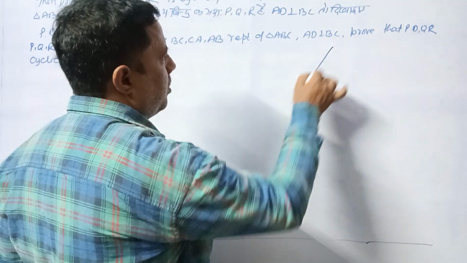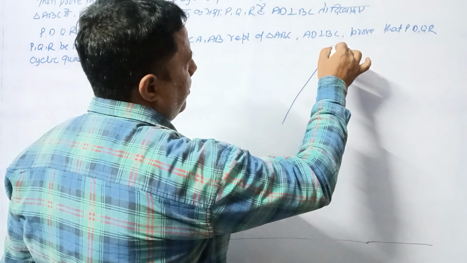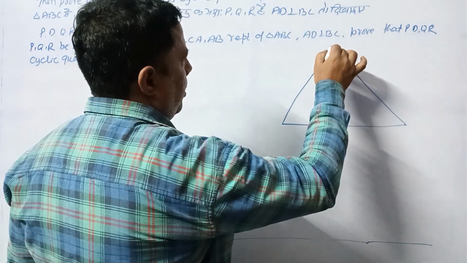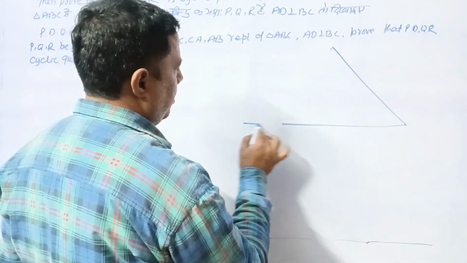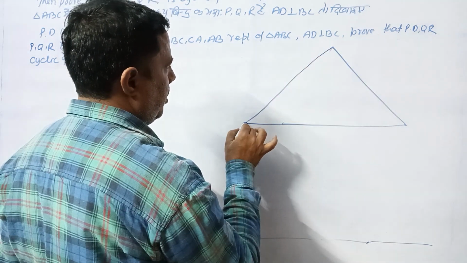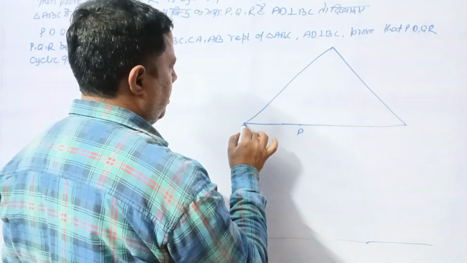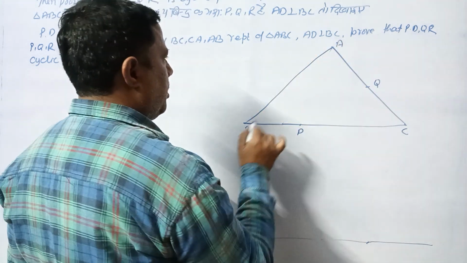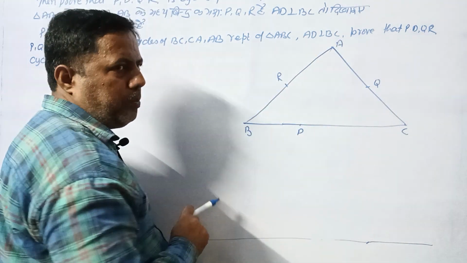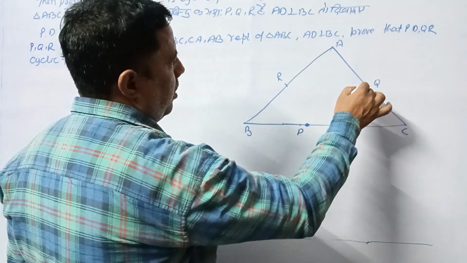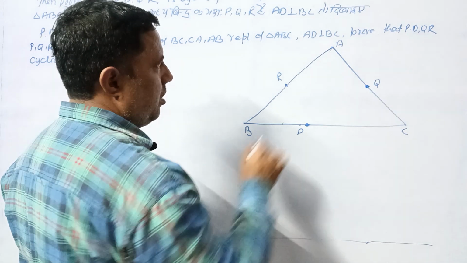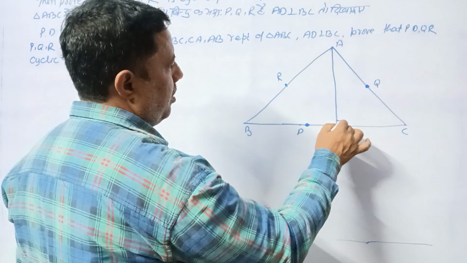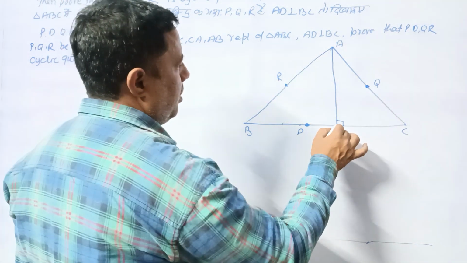First of all, draw the triangle. That is P, B, C, Q, A, and R. The midpoint of BC is P, the midpoint of CA is Q, and AB is R, and AD is perpendicular to BC. Okay, join this.